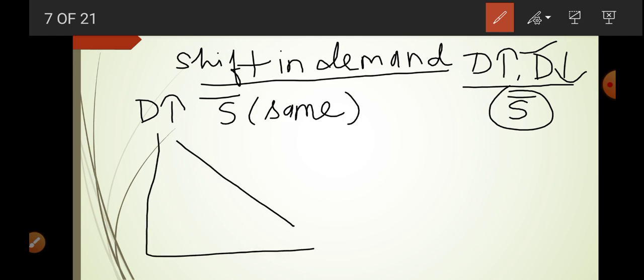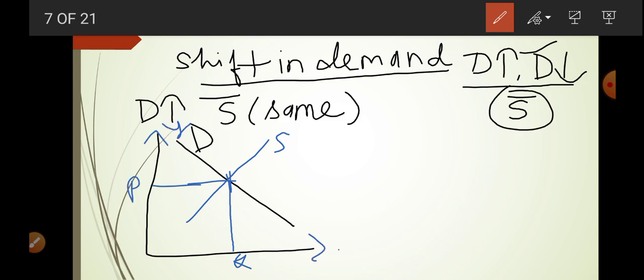This is your demand and this is your supply, both are intersecting here. So this is your equilibrium quantity and this is your equilibrium price, OY axis, OX axis. Now what happens if demand increases and there is no change in supply? We are going to draw a new demand curve that is going to be rightward. When there is an increase in demand, we draw the new demand curve rightward.